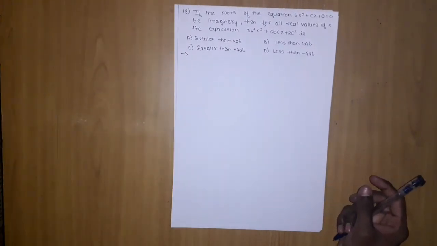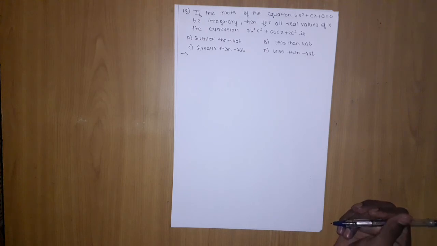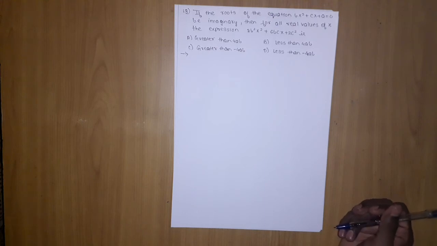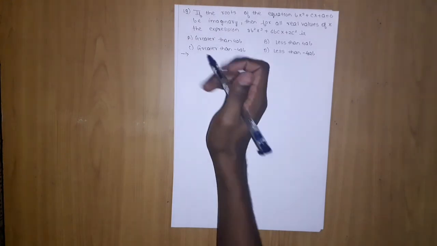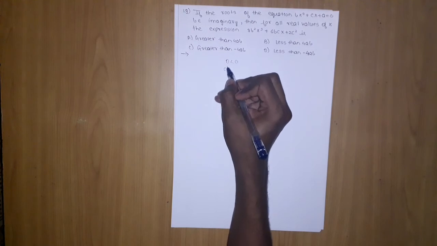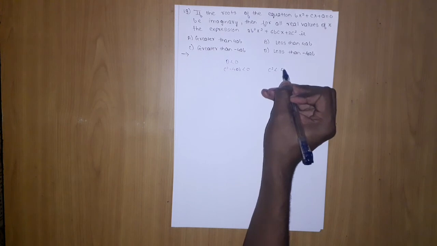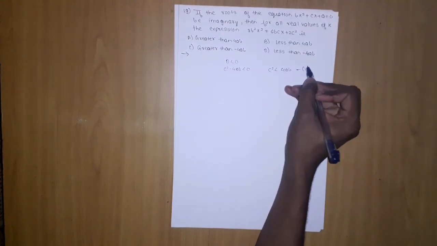If the roots of the equation bx square plus cx plus a equal to 0 are imaginary, then for all real values of x the expression 3b square x square plus 6bcx plus 2c square is: greater than 4ab, less than 4ab, less than minus 4ab, greater than minus 4ab. Now how can we proceed? We know the roots are imaginary, so D should be less than 0. That gives c square minus 4ab less than 0, so c square should be less than 4ab. Let us take this as 1.